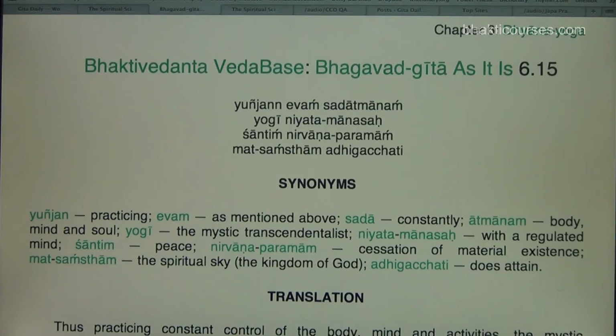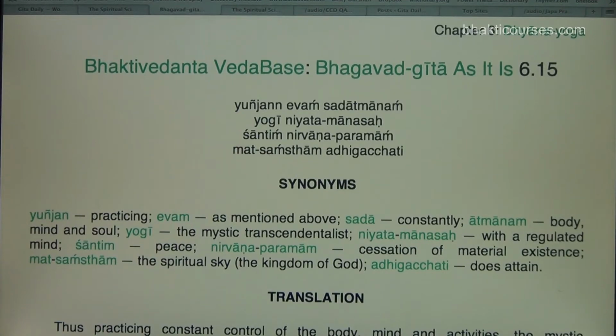And how does one do it? The yogis have to do it. Niyatamanasah. They control the mind. Then what do they get? Shantim. They get peace. Nirvana Paramam, a supreme shelter, cessation of material existence. And Matsamstham. Matsamstham is they become situated with me, next to me, in the spiritual sky. Adhigacchati. They attain.